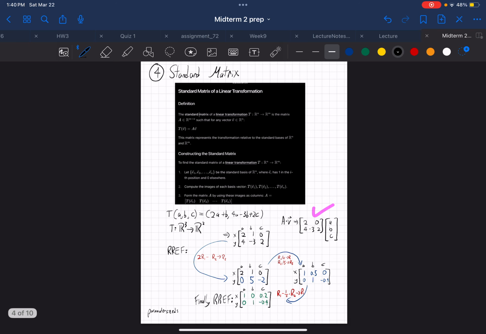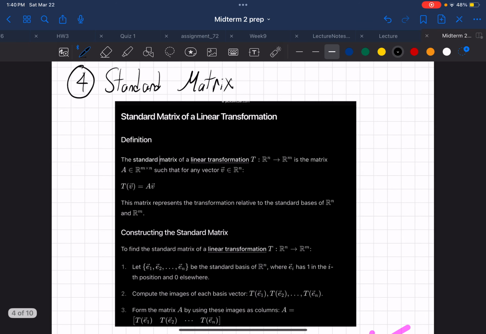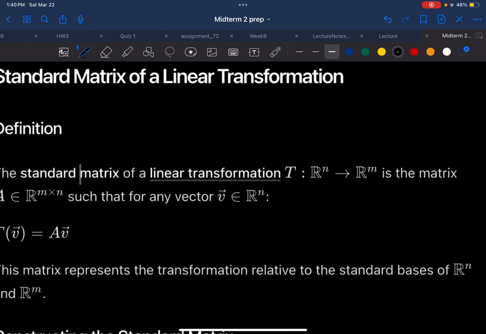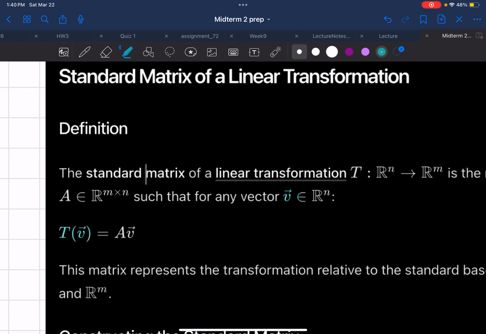Now, diving into my favorite topic, matrices. Most importantly, the standard matrix. The standard matrix is a way of representing linear transformations using matrices. So if we have a linear transformation mapping from Rn to Rm, it would be the matrix that's m by n, such that for any vector in V, for anything that we input into the space, the linear transformation of the vector would be exactly equal to our matrix representation of the transformation multiplied with that vector itself.